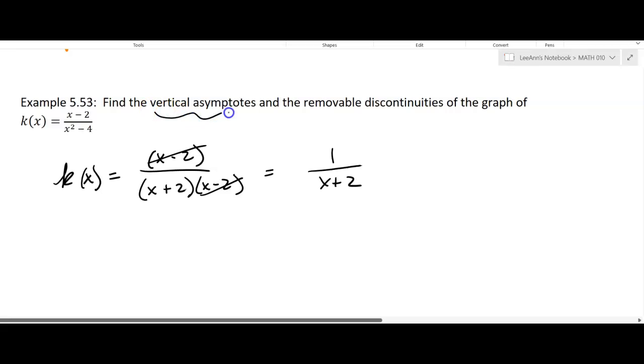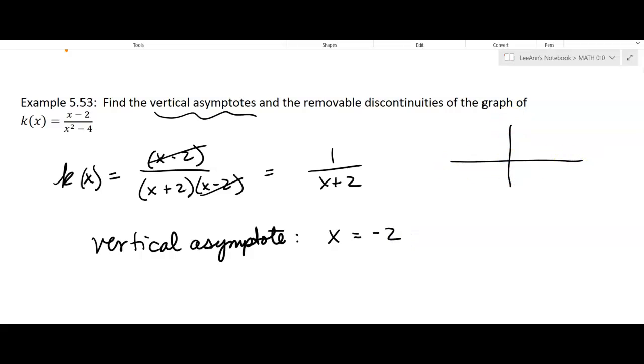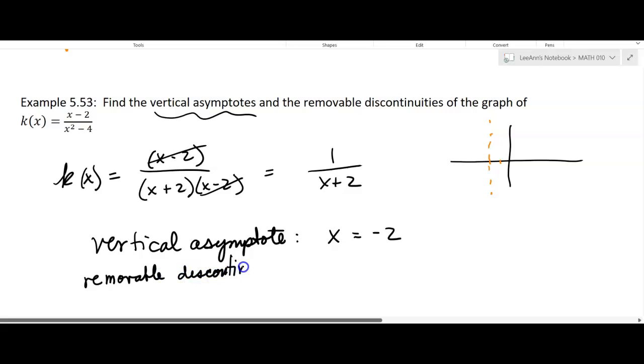They want the vertical asymptotes. Well, you're going to have a vertical asymptote, and it's going to be at x equals -2. So you would still have a vertical asymptote at -2. There's the vertical asymptote. And then you're going to have a removable discontinuity. I have to come up with some abbreviations.